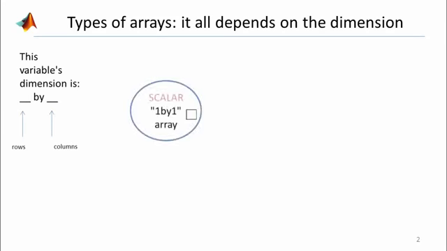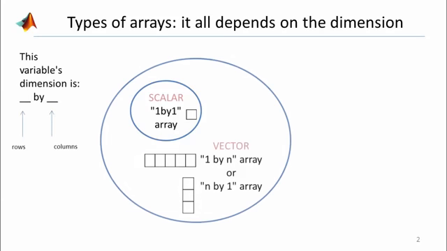The smallest array that exists is a 1 by 1, and we call it a scalar. The next size up is a vector. It's a 1 by n or an n by 1. The difference makes it a row vector versus a column vector. My first example here is a 1 by 5. My second example is a 3 by 1. Notice that a scalar is a vector. A 1 by 1 is still a vector.